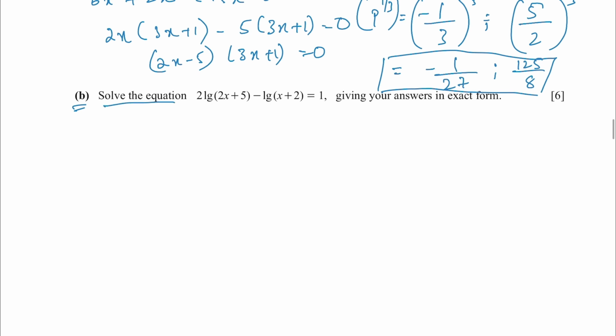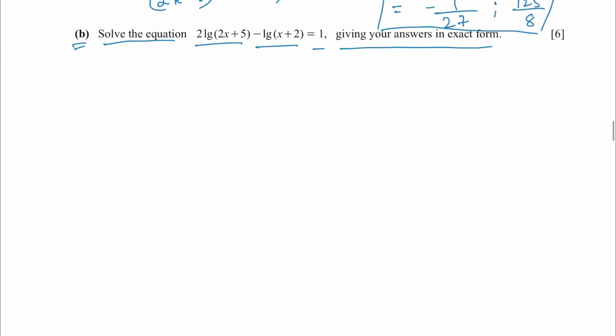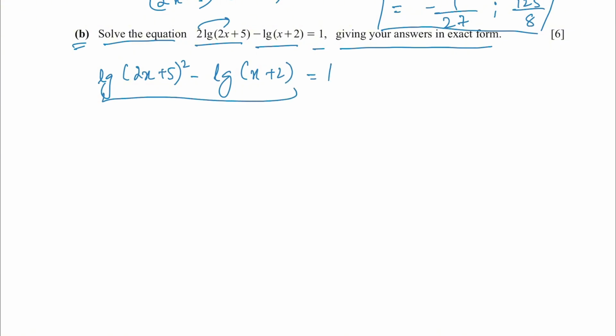Now in part B, it states solve the equation, giving your answers in exact form. It needs the answer in exact form. So what we can do is apply the power law. So this would be going in the power. So this would be lg (2x + 5)^2 - lg(x + 2) = 1. Here we can apply the quotient law, where when the two logs are subtracted, the function gets divided. So this would be lg of (2x + 5) whole squared over (x + 2) equals 1.